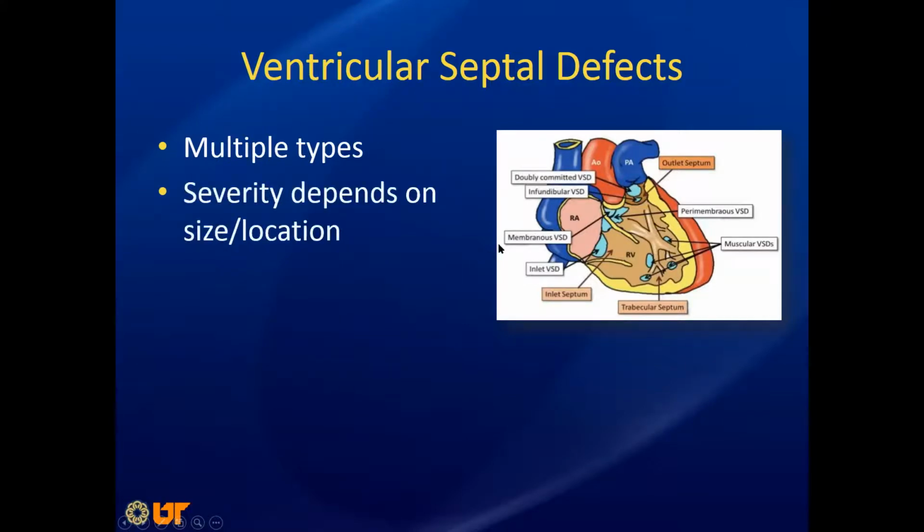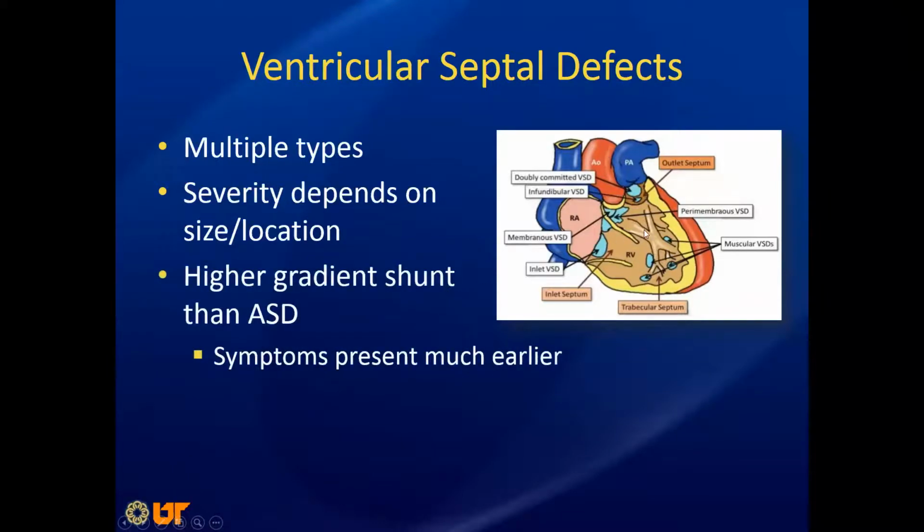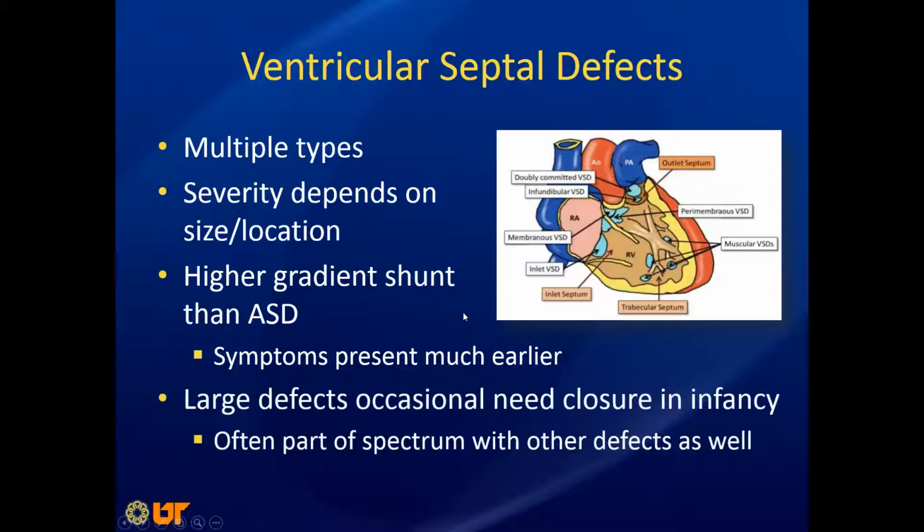The severity depends on the size and location, and that kind of determines if there's obstruction by the nearby valve, if it can cause other issues, also if it's going to cause heart failure symptoms. They have a much higher gradient shunt than an ASD. So a same size ASD will cause much, much fewer issues than the same size VSD. So the difference in ventricular pressures is much higher. So there's just going to be a lot more shunting through that hole. And because of that, symptoms present much earlier. Usually not in early infancy, newborn period, but in infancy if it's a bigger defect.